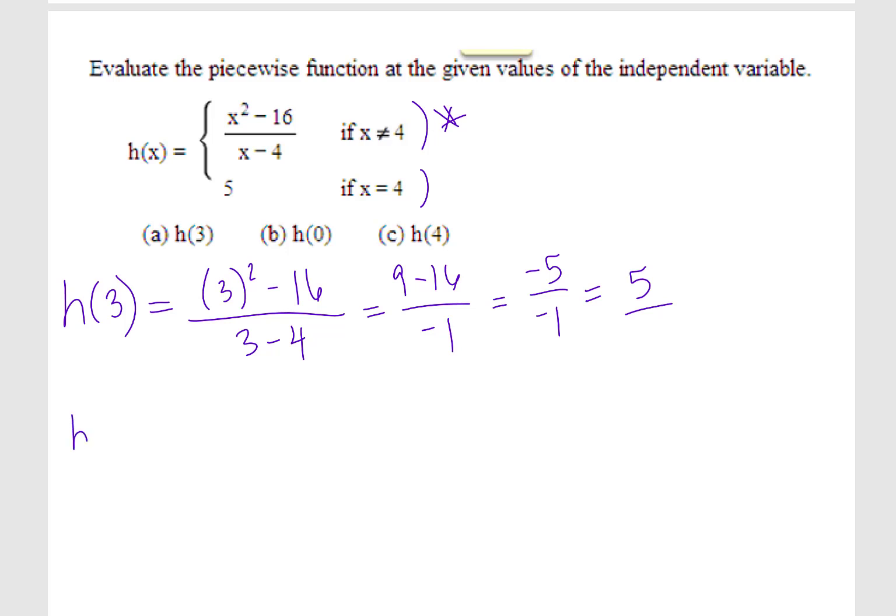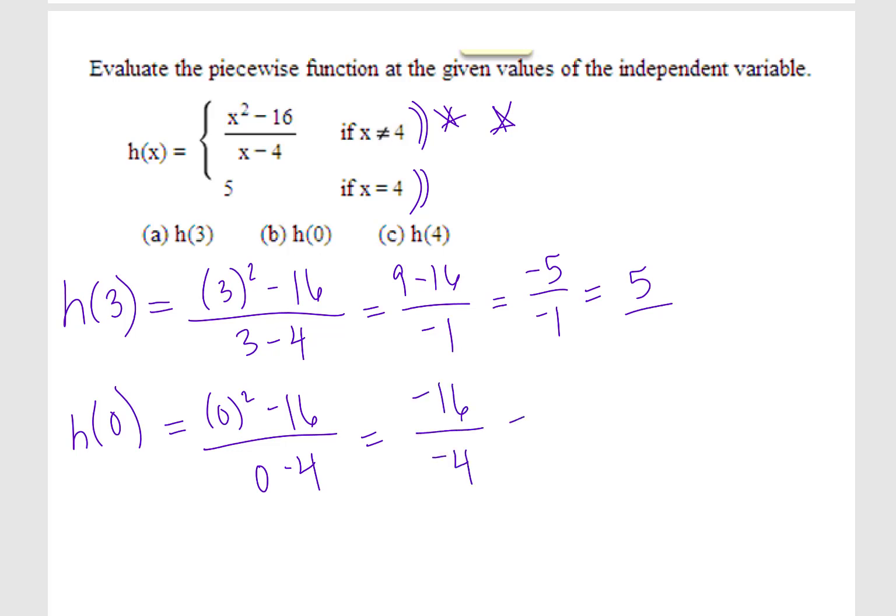Then h of 0, again, which criteria does it meet? It meets that top one. 0 is not equivalent to 4. So h of 0 equals 4.